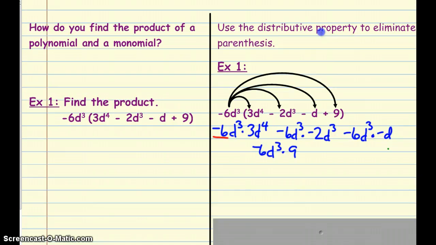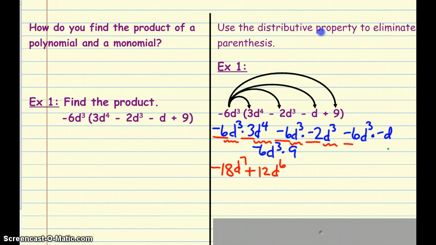So we have negative 6 times 3, which is negative 18. And we talked earlier that when you multiply by the same base, we add the exponents. So we have negative 18d to the 7th. And then we go to the next term. So negative 6 times negative 2 is positive 12. d to the third times d to the third is d to the 6th.